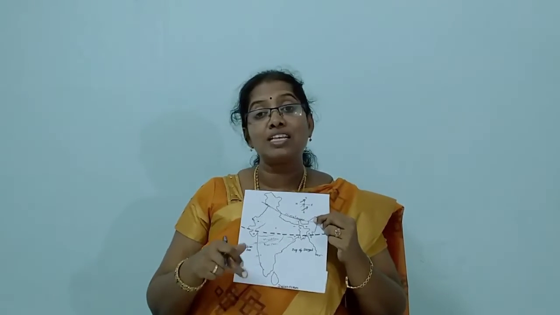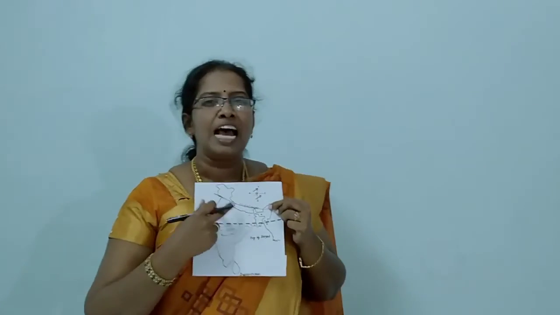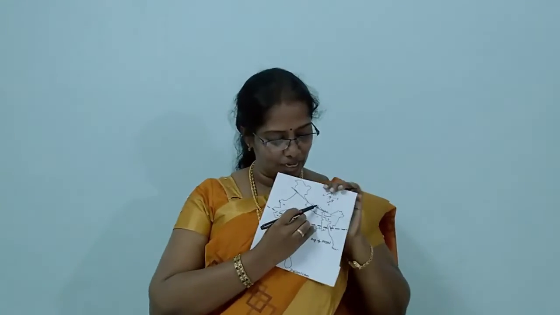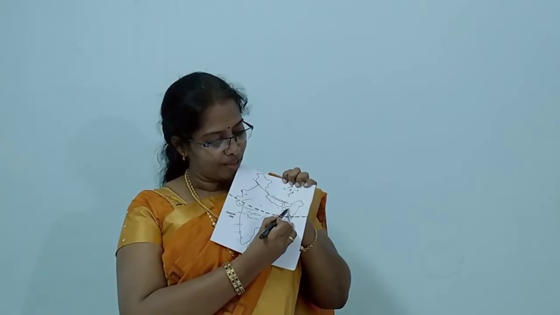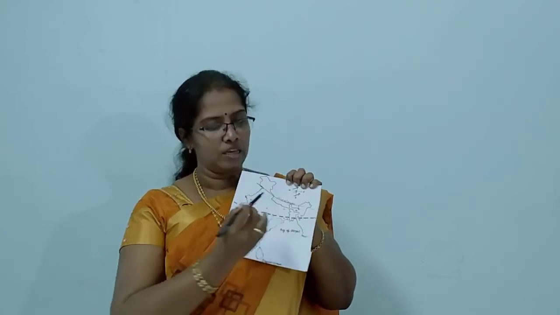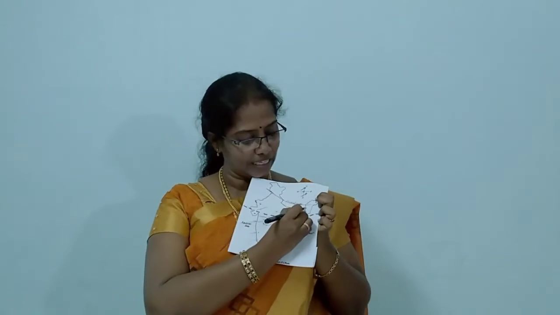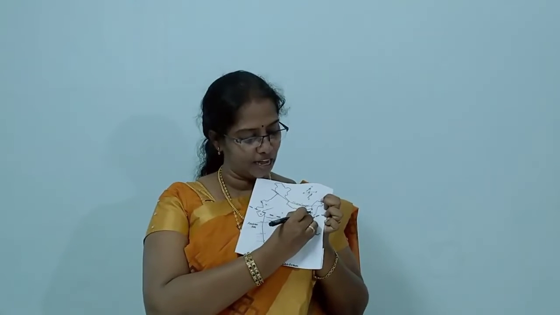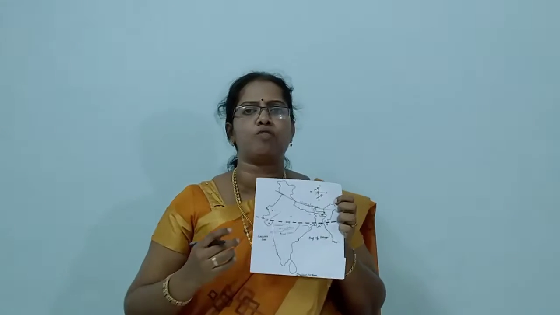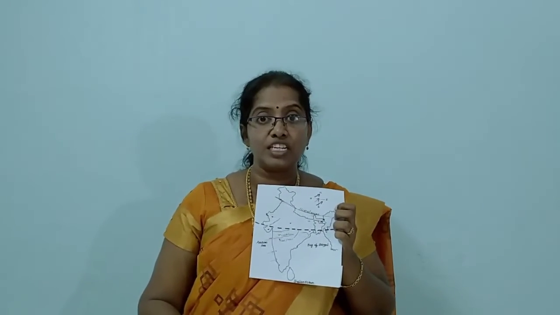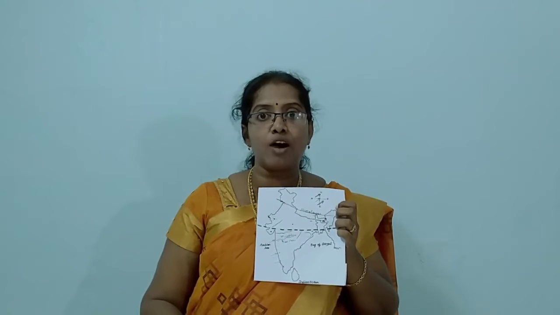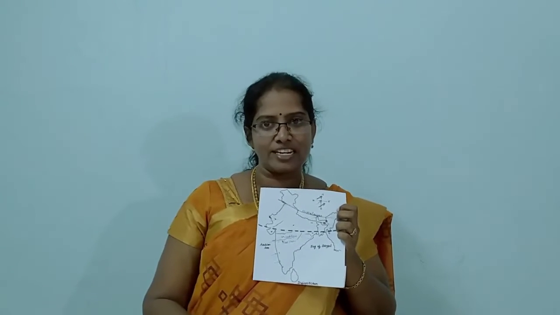Where is Mawsynram located? Meghalaya. Assam as well as Meghalaya. This one is Assam, and this one, Meghalaya, receives the heaviest rainfall. 1141 centimeters of rainfall, the world's heaviest rainfall. So that place is located in India.